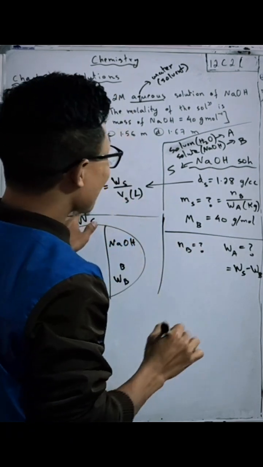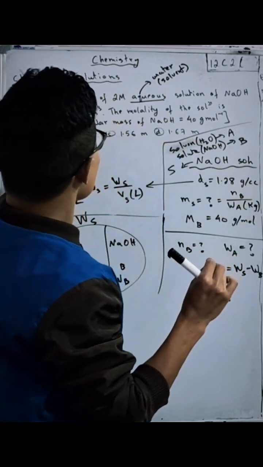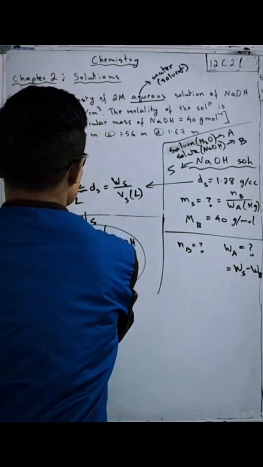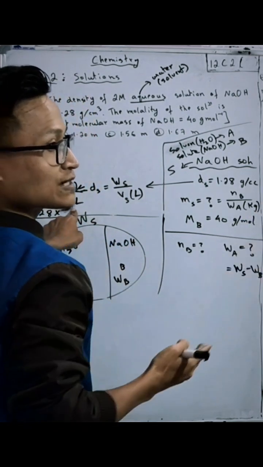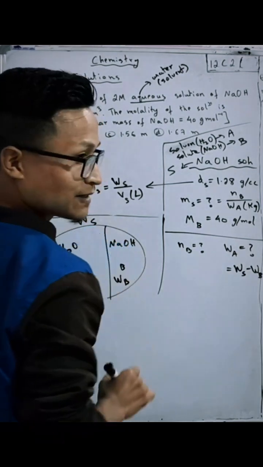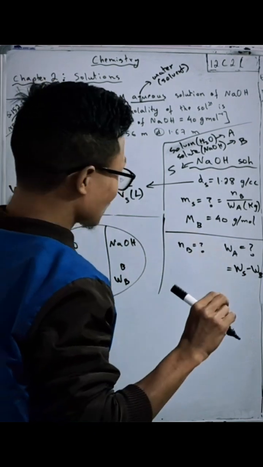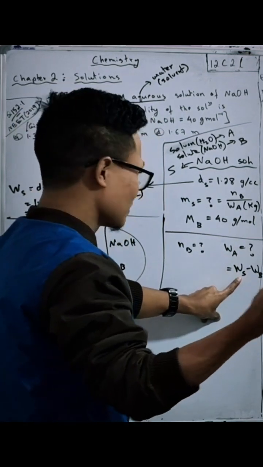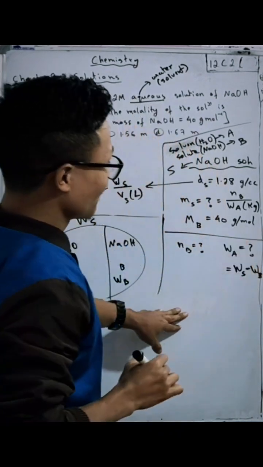But we have to convert liter to cubic centimeter, since the question is asking in terms of cc. So 1.28 into 1 liter, and 1 liter equals 1000 cc. This will be the weight of the solution. Now we have the weight of the solution.